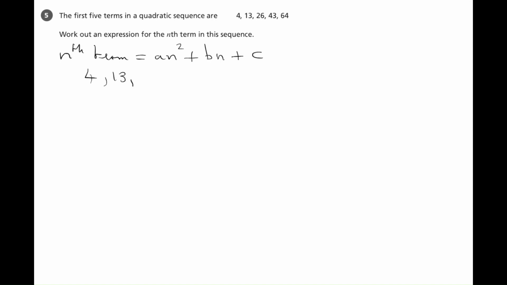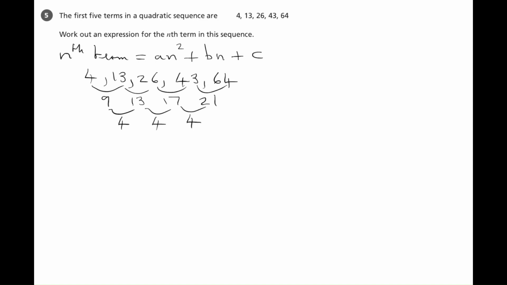So we have the numbers in our sequence, and we look at the difference between each pair of terms. So we've got 9, 13, 17, and 21. And these are known as the first differences. Now we work out the differences again, and they all come to 4. And these are known as the second differences.